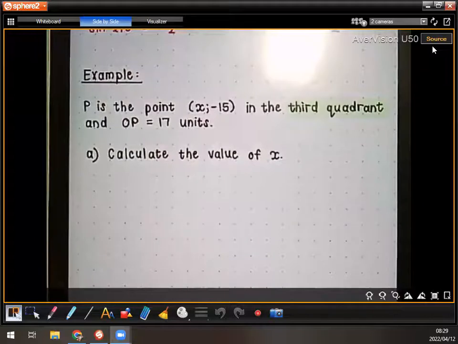All right, so x and negative 15. They've given us the y value. Note that it's a negative value because it's in the third quadrant. So in your triangle, you're going to have to write negative 15. And they've given you the length of the hypotenuse, which is always positive, which is 17. Please draw your Cartesian plane, put your triangle in the third quadrant, and calculate x. If you can do that on your own, yes.